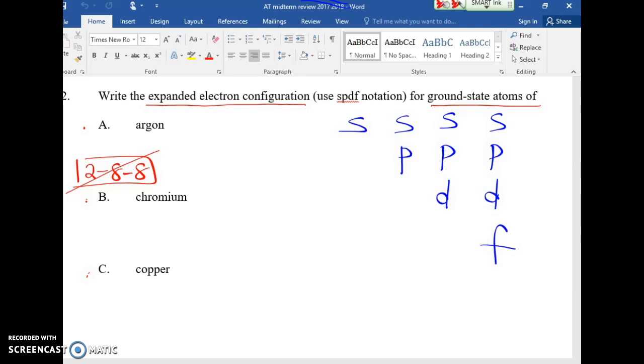Well, recall that this is the first energy level. These are in the second energy level. These are in the third energy level. These are in the fourth energy level. Of course, there are more than 4 energy levels, but generally speaking, we don't get beyond something called the 5s. That's going to be the end of the line for us.